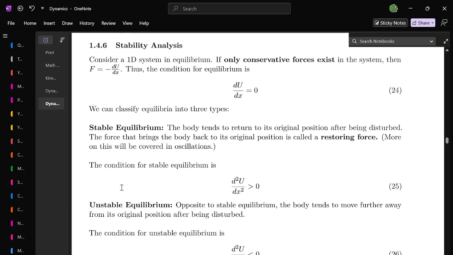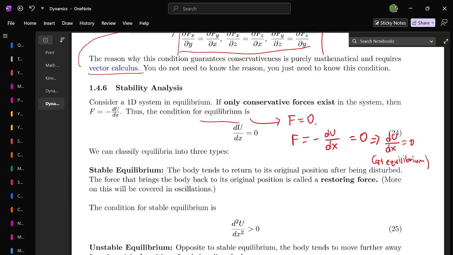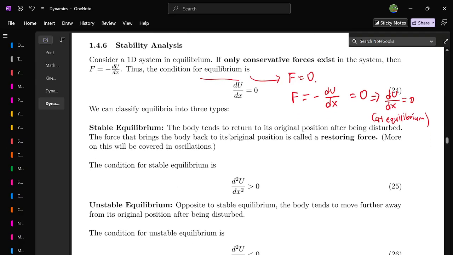And when we talk about equilibrium, we always like to talk about stability as well. Equilibrium, once again, is F equals 0. We know that in 1D, we have F equals minus du dx. And if this equals 0, it also means that du dx equals 0 at equilibrium. So with this, we can now classify our equilibria into three different types.